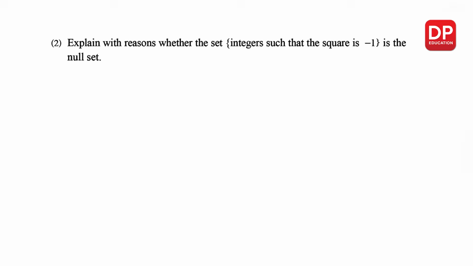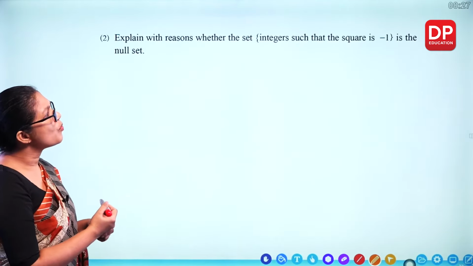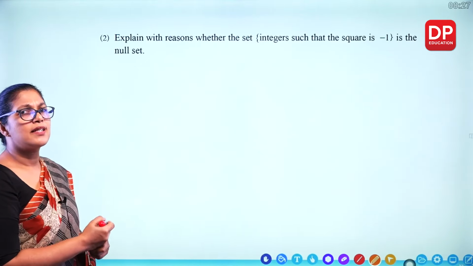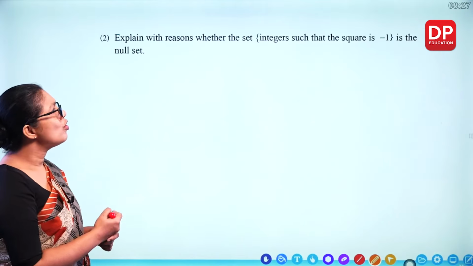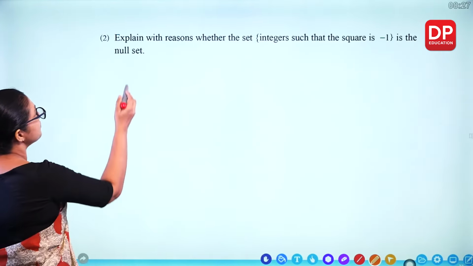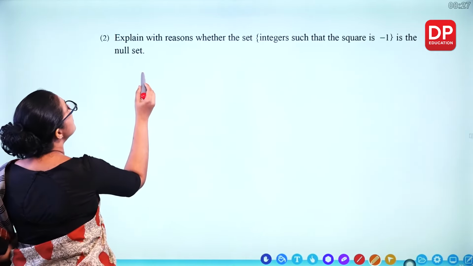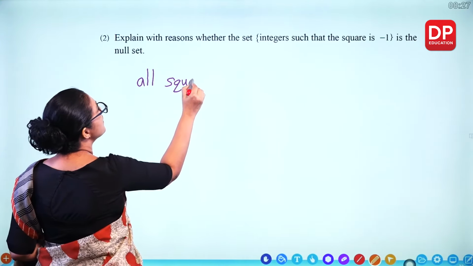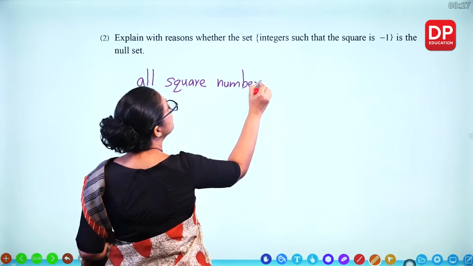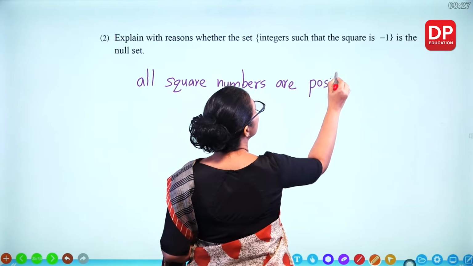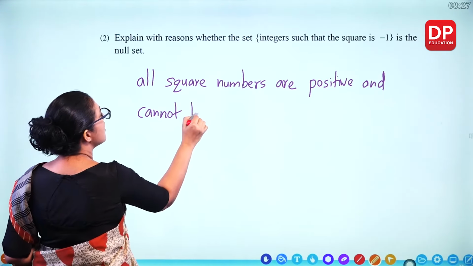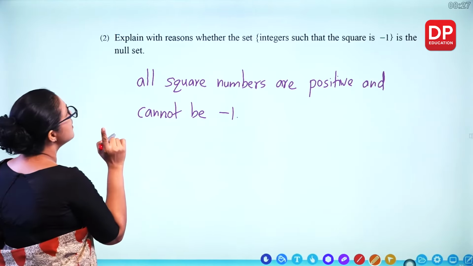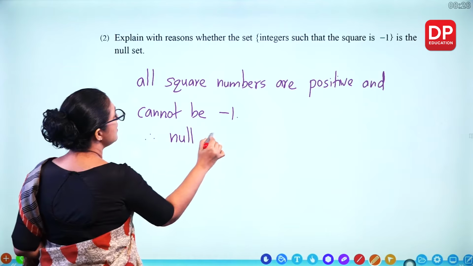Question number 2. Explain with reasons whether the set of integers such that the square is -1 is the null set. Can we get a square term as minus? We can't get a square term negative, so it's a null set. Explain with reasons: you can write all square numbers are positive and cannot be -1. Therefore, it's a null set.